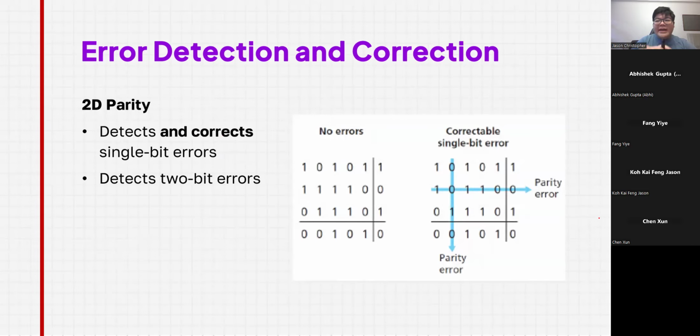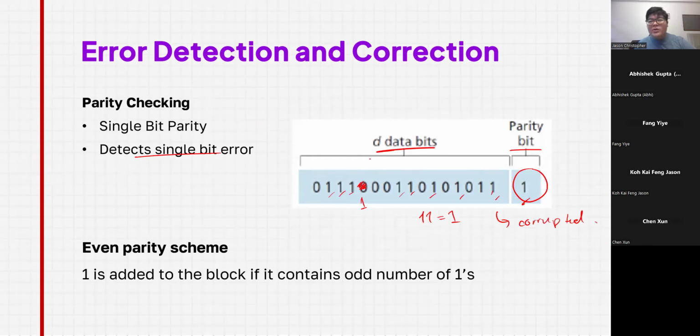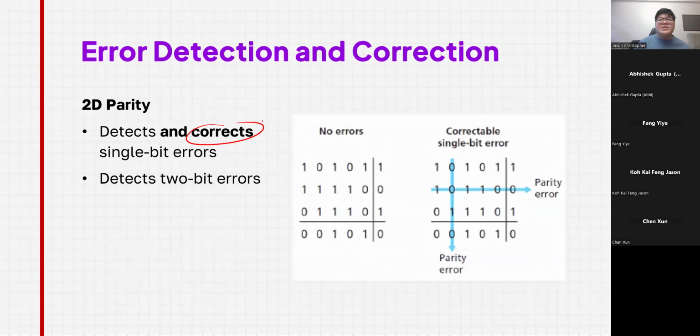There's also another way which is able to detect and also correct single bit errors. Just now, we only know whether the data is corrupted or not, but we don't know which single bit causes the corruption. For example, it can be possible that this one bit is corrupted, or it can also be possible that another bit is corrupted. We don't know which specific bit is corrupted. Thus, we introduce this thing called 2D parity, which detects and corrects single bit errors.